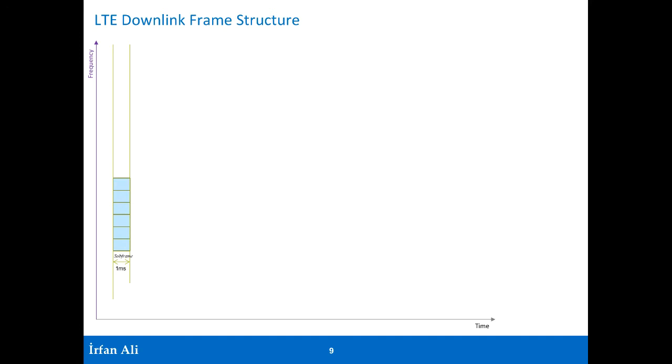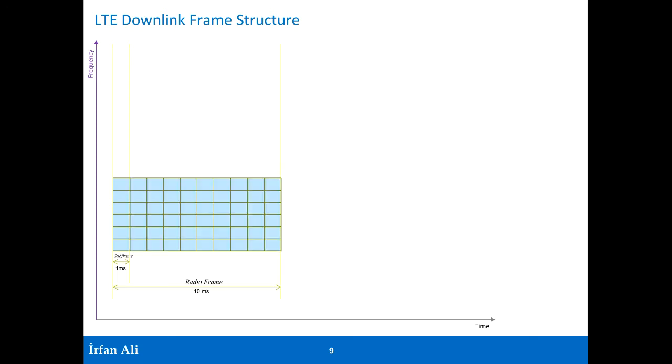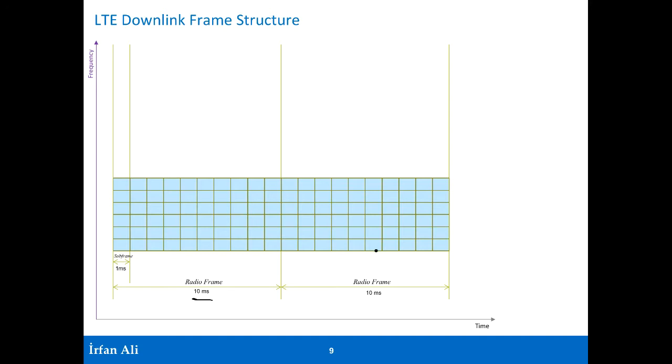And if we take these 6 resource blocks in the frequency domain and replicate them in the time domain, we end up with something called a radio frame, which is 10 milliseconds long. And this radio frame will repeat itself forever, one after the next, in the time domain, and we essentially get our LTE downlink frame coming to us for eternity.